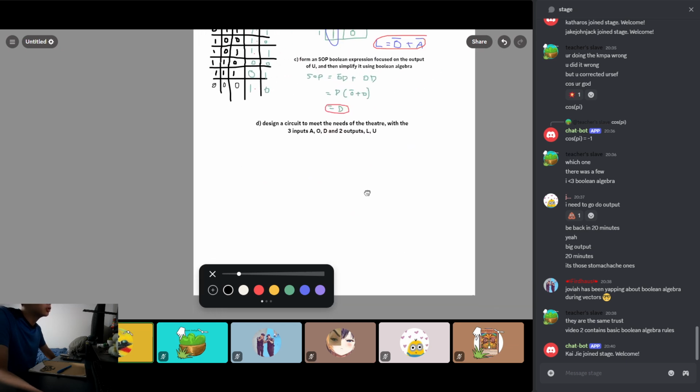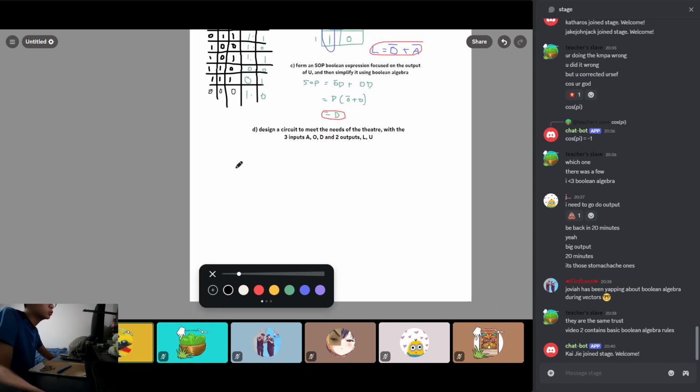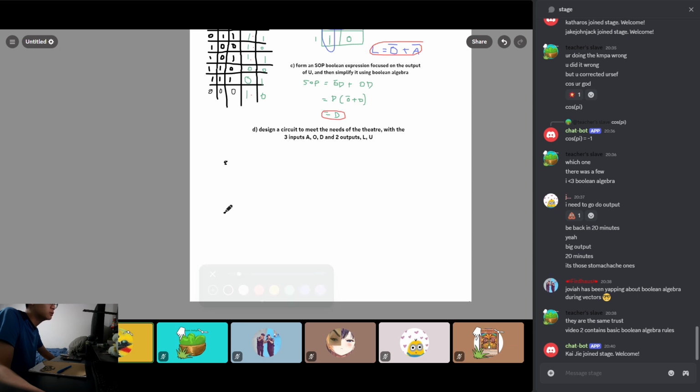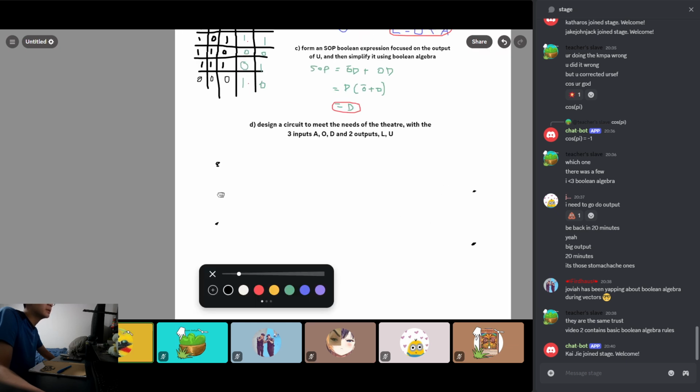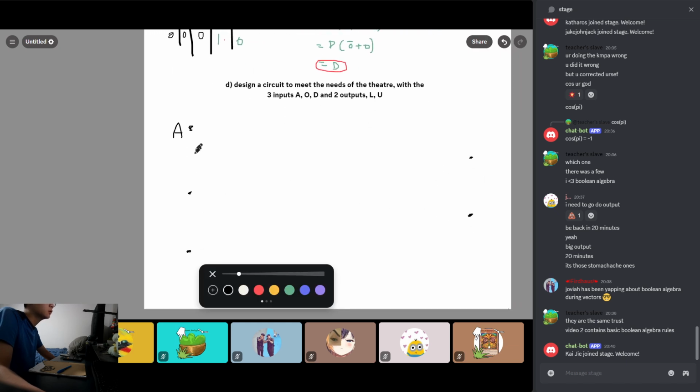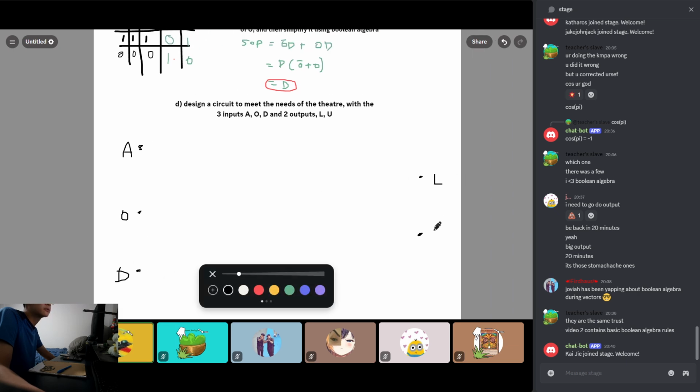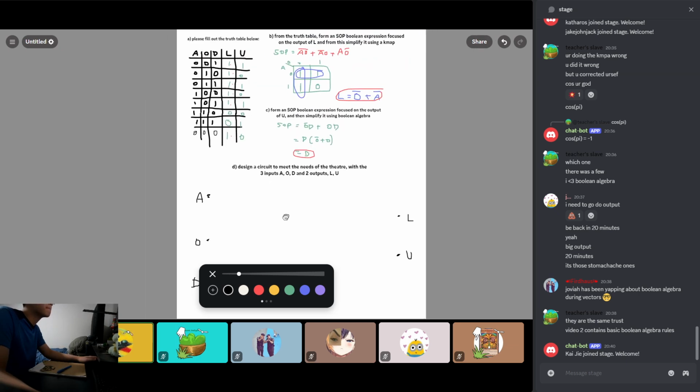And now we can just go ahead and draw. For me, I will draw the inputs and outputs first. Since we have three inputs, I'll draw three dots on the left, and then two dots on the right, and then I'll label them A, O, D, and L, U. Okay, nice. And then we can start to describe the behavior.